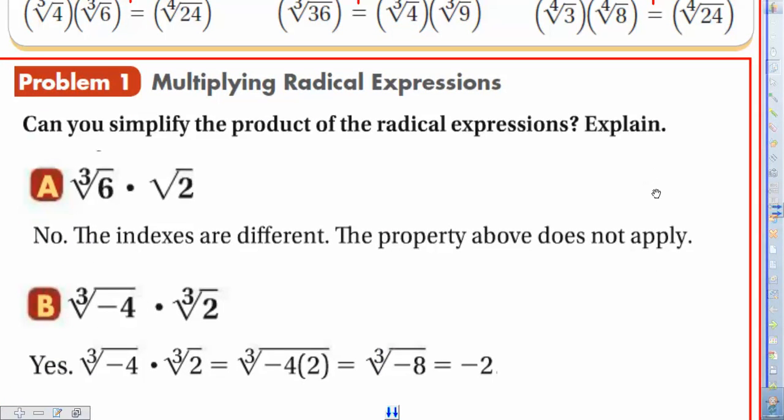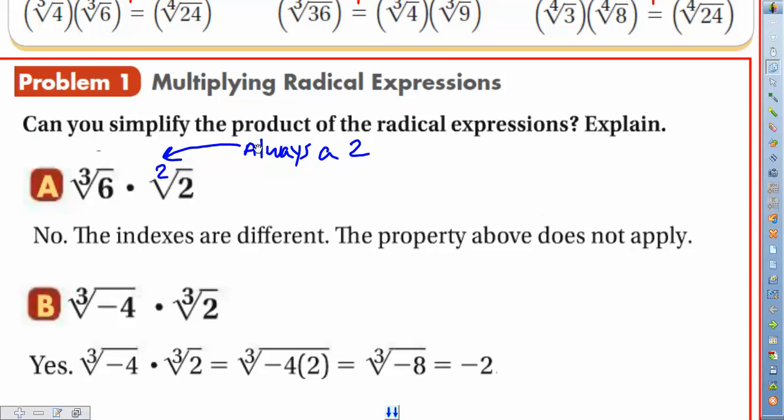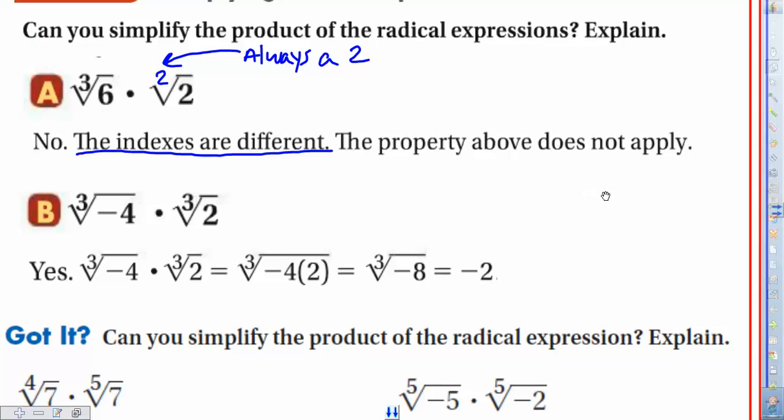Okay, so when you look at these problems right down here, is it possible for us to multiply the cube root of 6 times the square root of 2? Absolutely not. We cannot. The reason why is because a square root always assumes that there is a 2 right there, even though they don't put 2's right there. Square roots have a 2 right there. And see how we have an index of a 3 and an index of a 2? Because the indices, I think that's a grammar mistake there by the math textbooks, the indexes are different, the property does not apply.